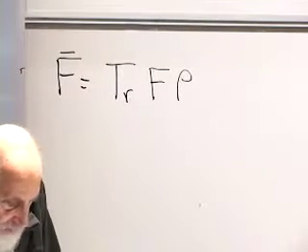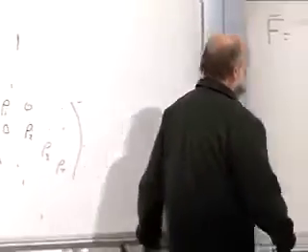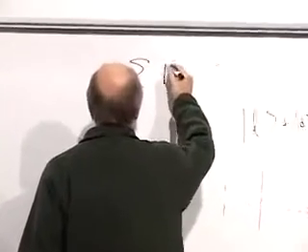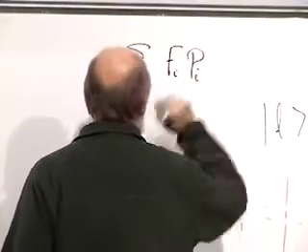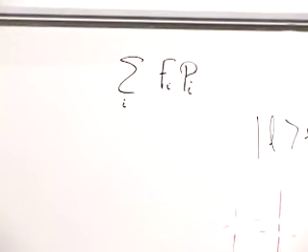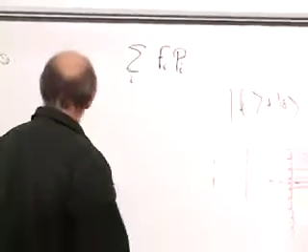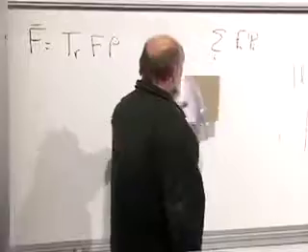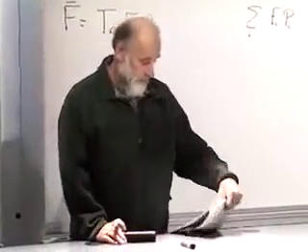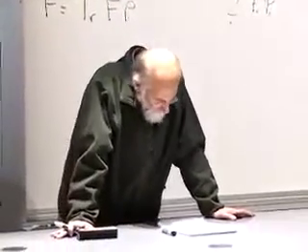Let's see if we can make any sense out of that formula. That formula is quite similar to the corresponding classical formula, summation over I of f sub I times P sub I. Similar formula. Sum being replaced by trace, a classical function being replaced by an operator, and the probability distribution being replaced by the density matrix. Okay, it's called density matrix because it's like probability density, or probability.